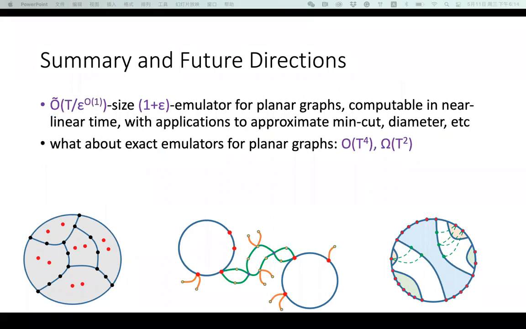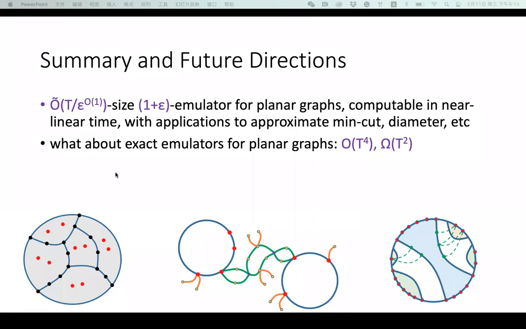To summarize, our main result is a near-linear size 1 plus epsilon emulator for planar graphs, and it is also computable in near-linear time. Therefore it has applications to faster algorithms for computing approximate min cut, diameter, etc. There are several interesting open problems. First, whether or not we can remove this polylog factor is an interesting question, and I believe we can. Also, regarding the dependence on epsilon, can we improve it to epsilon squared or something like that, a small constant in the exponent?